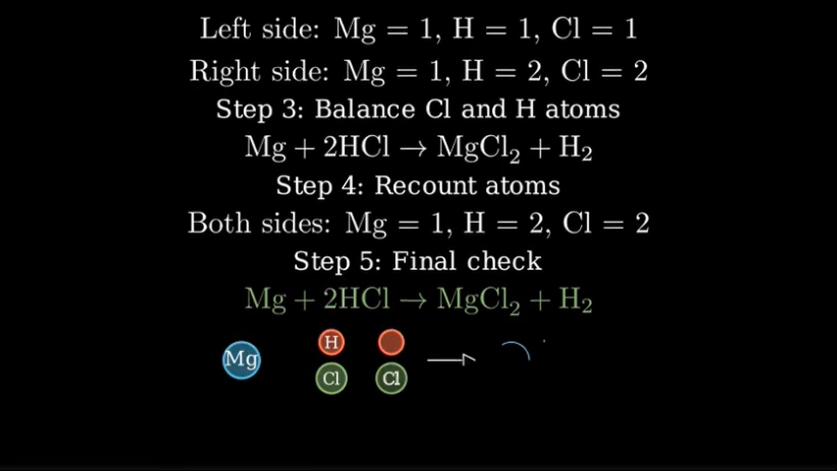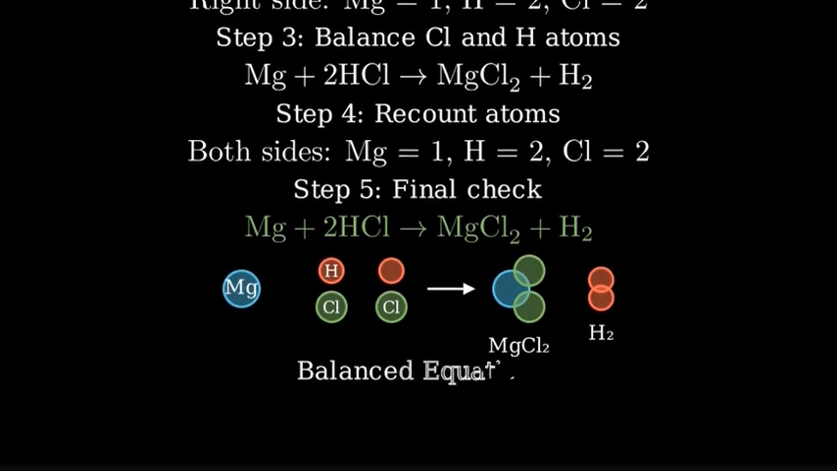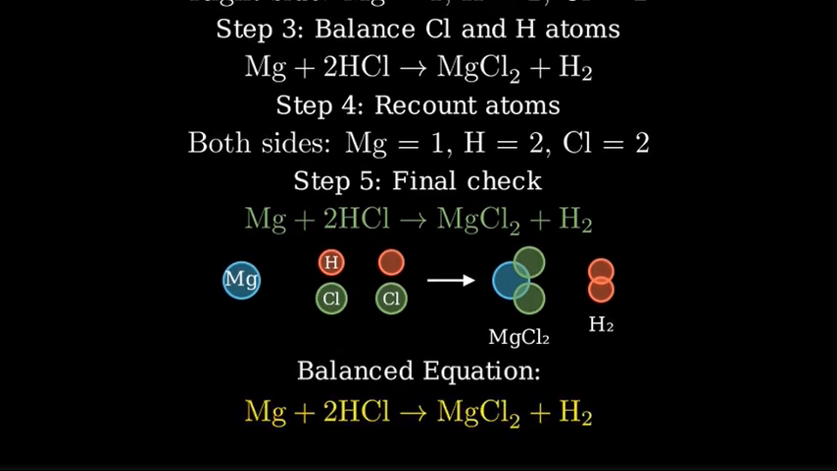On the reactant side, we have one magnesium atom and two hydrochloric acid molecules. On the product side, we have one magnesium chloride molecule and one hydrogen molecule. And that's how we balance the chemical equation for the reaction between magnesium and hydrochloric acid.